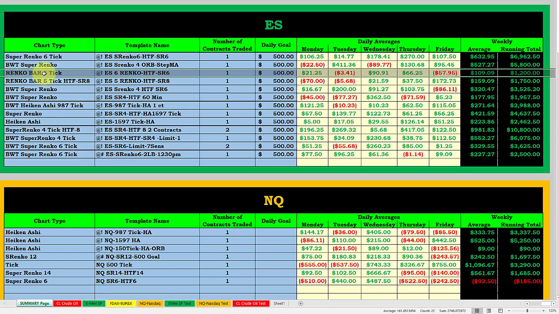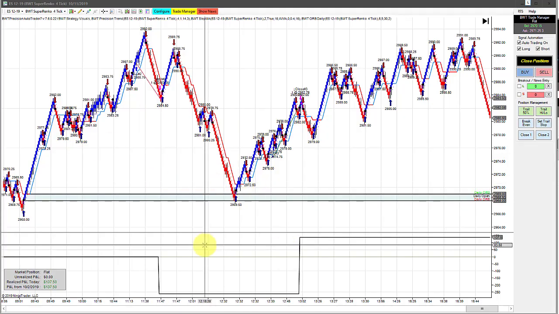So the regular Renko 6-tick with the higher time frame of 6. I'm not sure if anyone is even interested in trading regular Renko, and why would you be? We have so many better choices here. Okay, so let's look at the next best performing chart in the E-mini S&P, and that would be the Super Renko 4 with the open range and the step MA. Okay, that would be this chart here.